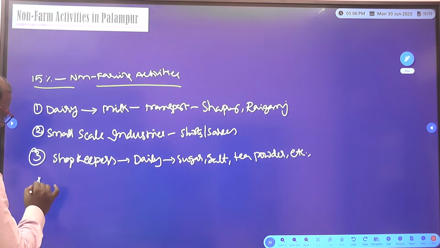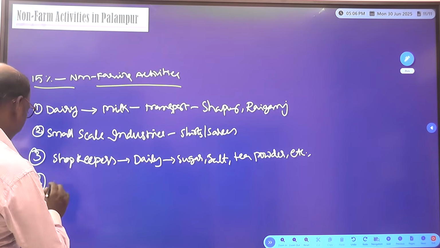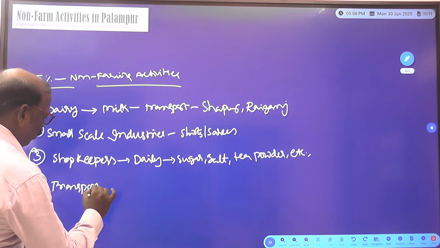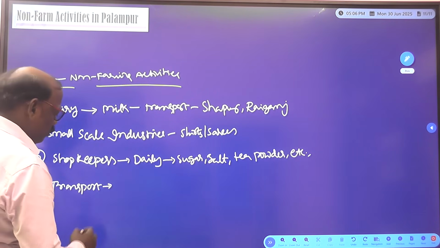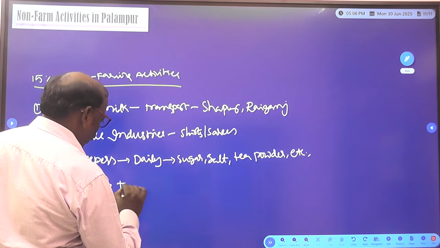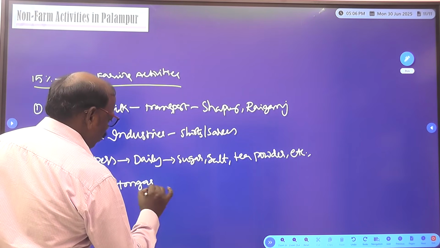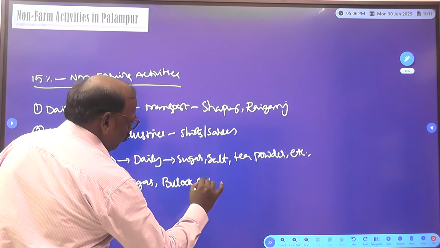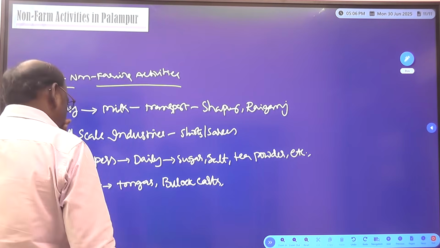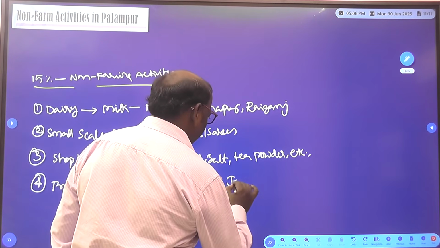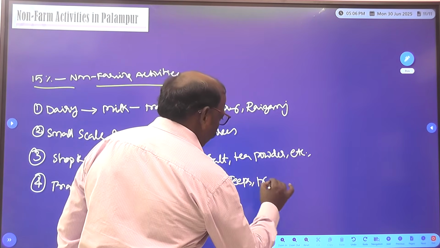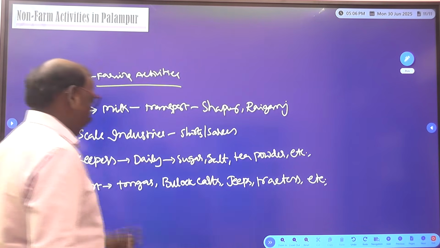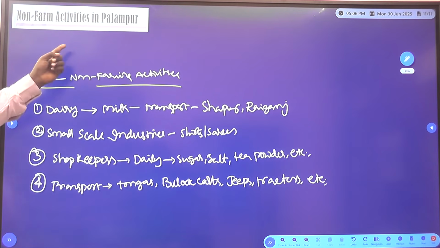The last one is transport. Palampur is well off when it comes to transport. They have some tongas, bullock carts, and moreover jeeps, and tractors. So finally, they are very good at non-farming activities also.